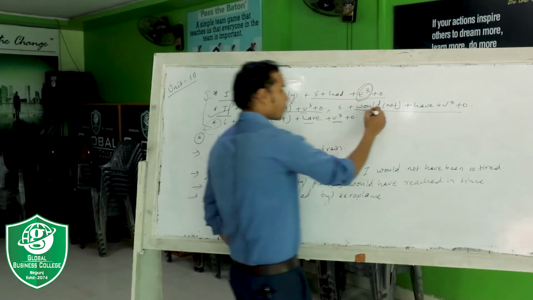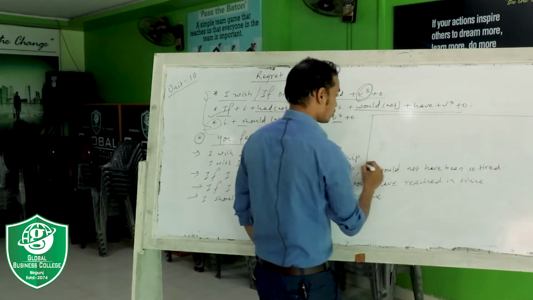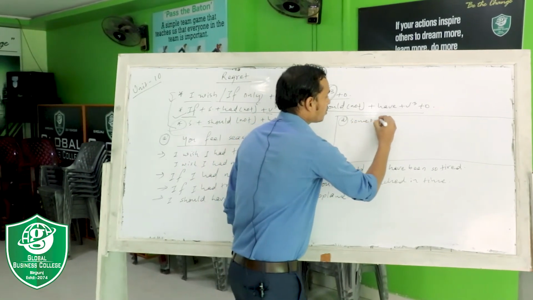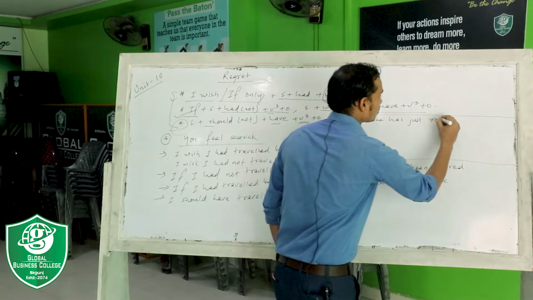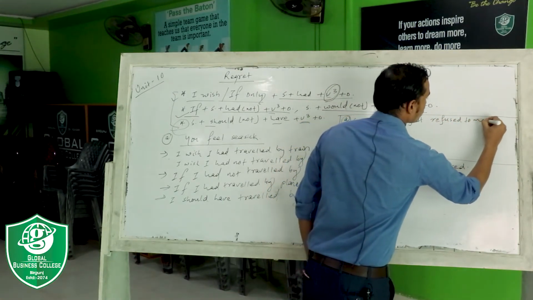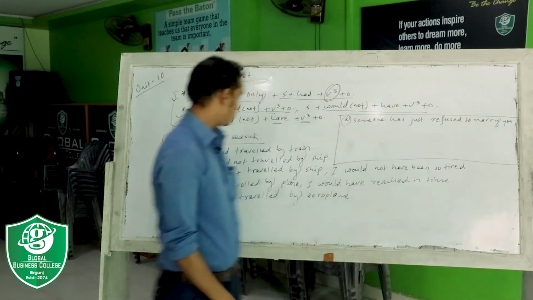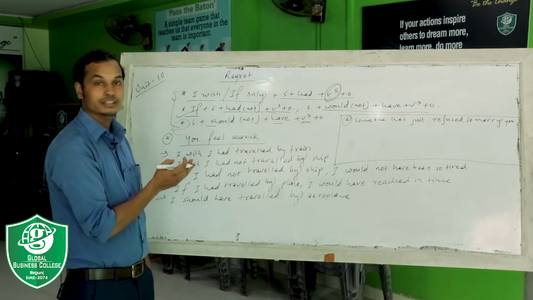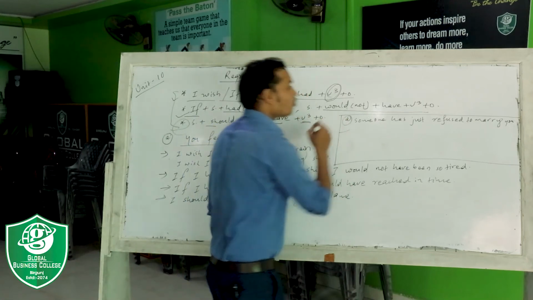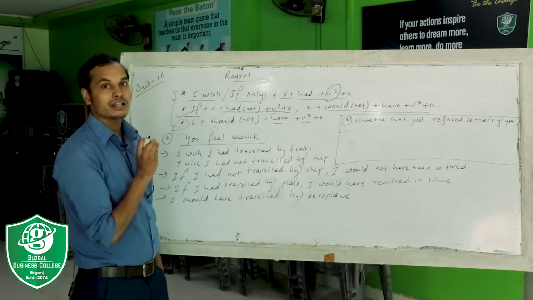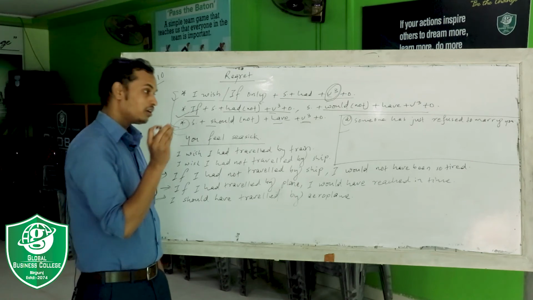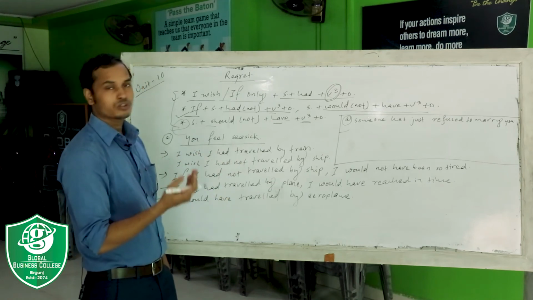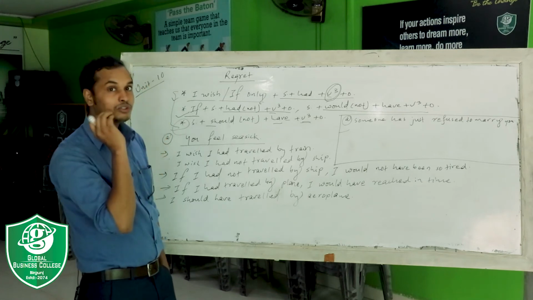For example, let's see another example from your book. Someone has just refused to marry you. The questions are from your book, your Oxford Guide. These questions have already been asked in your final examinations. So let's see, someone has just refused to marry you. So in this circumstance, what would you regret? You proposed to a girl or you proposed to a boy, but that boy or that girl refused to marry you. So in that condition, what comes in your mind?